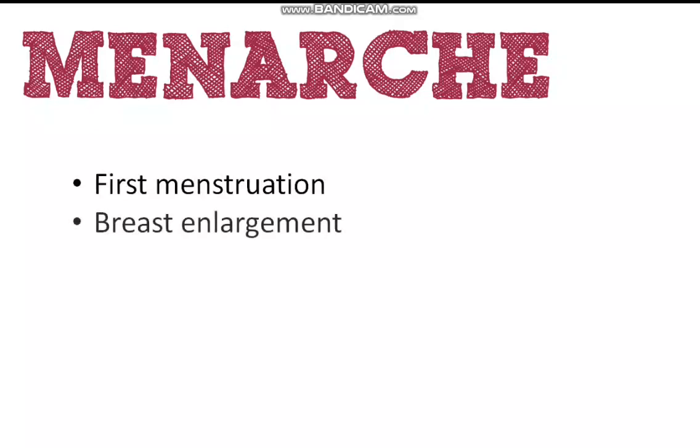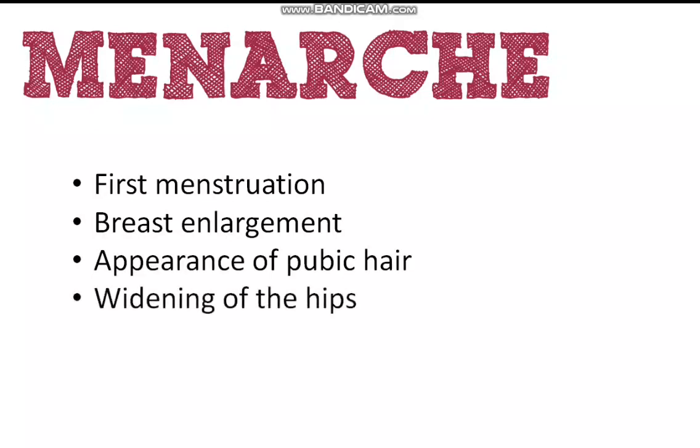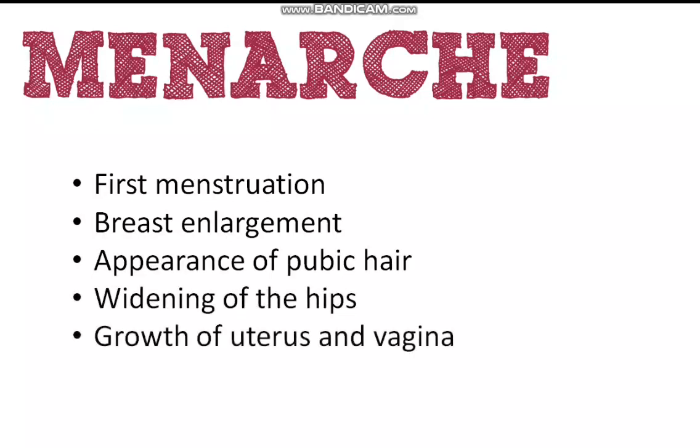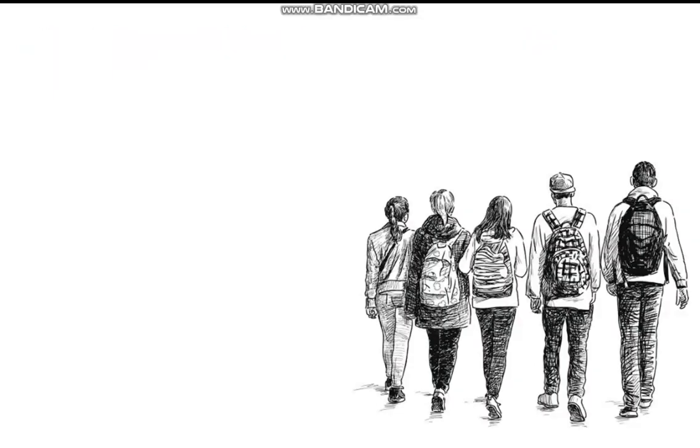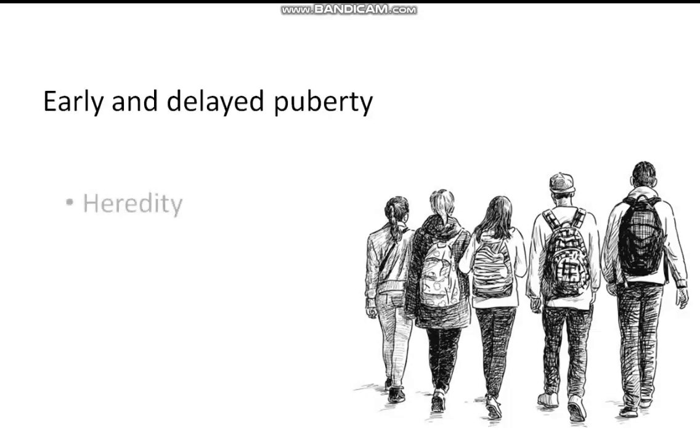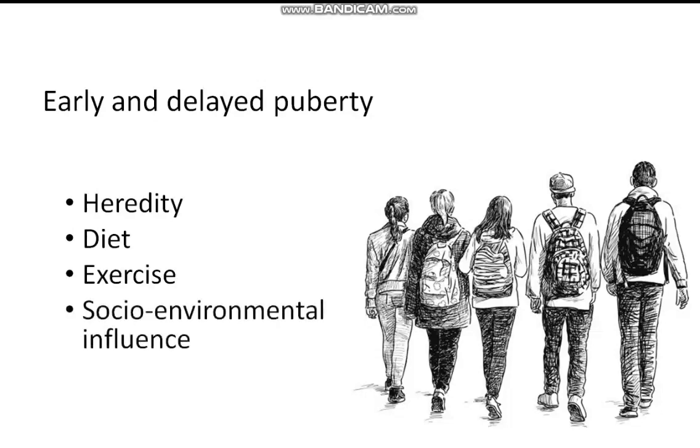In girls, estrogen secretion triggers menarche or the first menstruation, the beginning of breast enlargement, appearance of pubic hair, widening of hips, and growth of the uterus and vagina. There are factors, however, that contribute to early puberty and late puberty. These factors include heredity, diet, exercise, and socio-environmental influence.